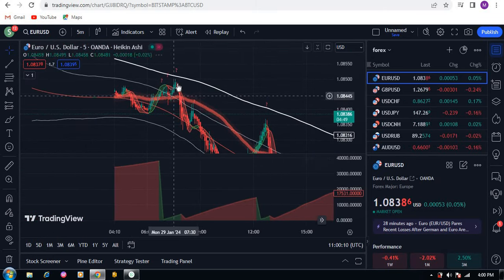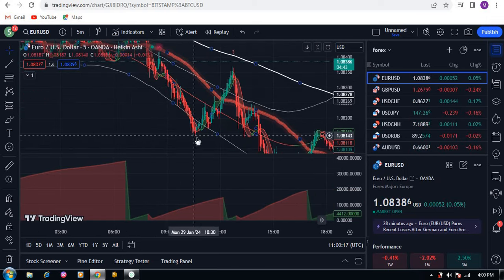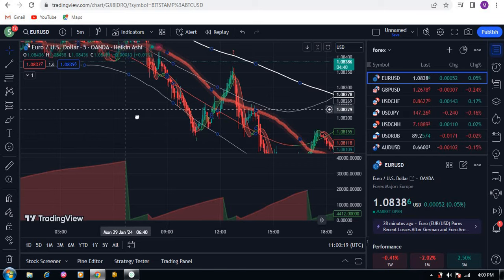Now again you got the signal here, you got the sell area from this candle, and you need to go for the sell trade, and you got the signal here, you can book your profit here.